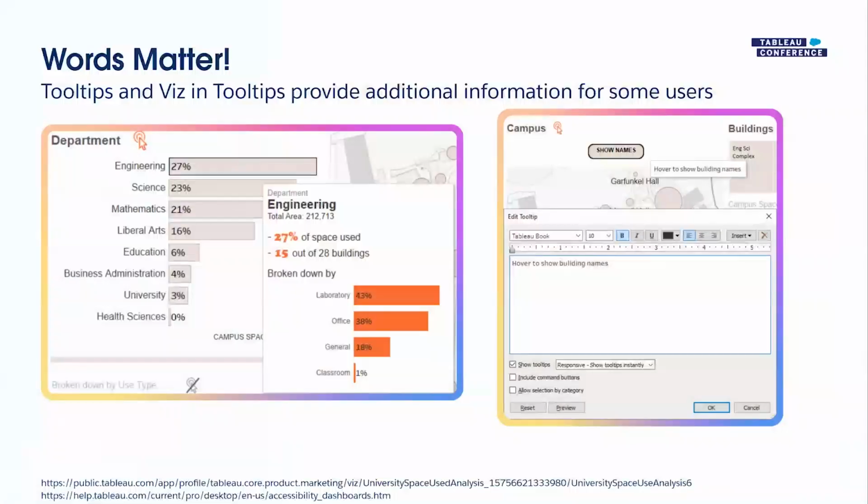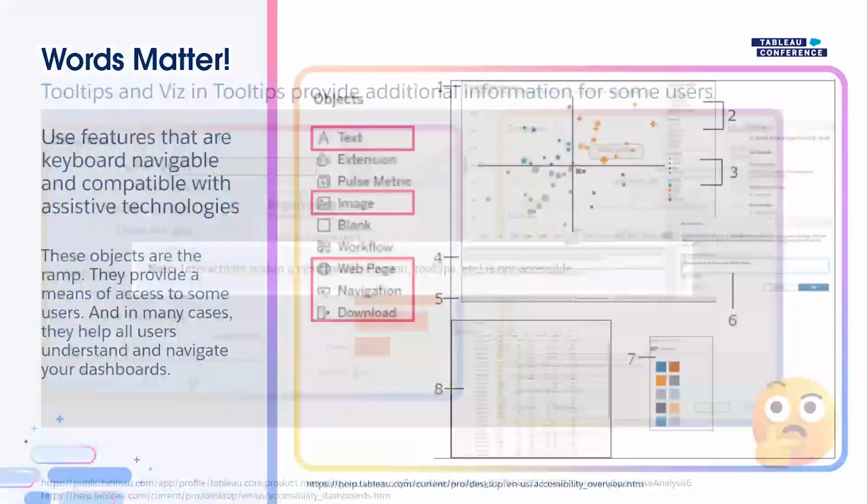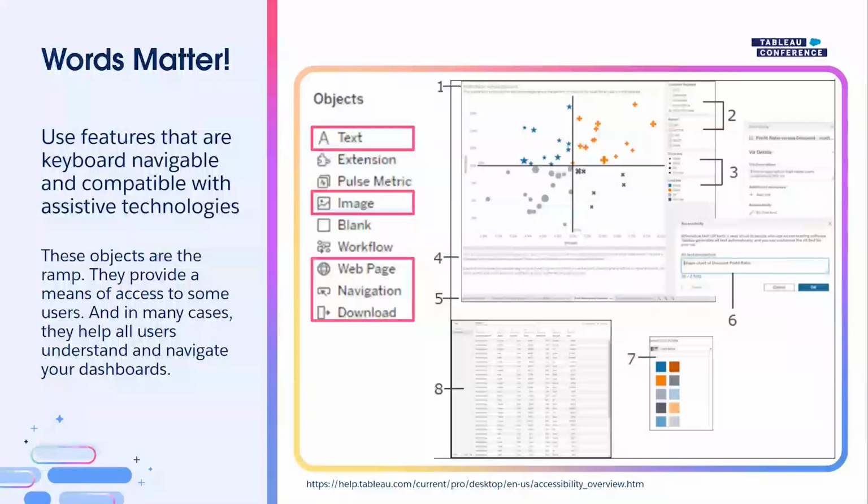So one of my favorite features in Tableau is tooltips. They let you add extra information, and with Viz in tooltips, you can put that information into easy to digest charts. The problem is that tooltips on views are not accessible. So what do we do? Ideally, everything that we build is accessible via keyboard navigation and compatible with assistive technology like screen readers. Ideally, we make sure the ramp is available and structurally sound.